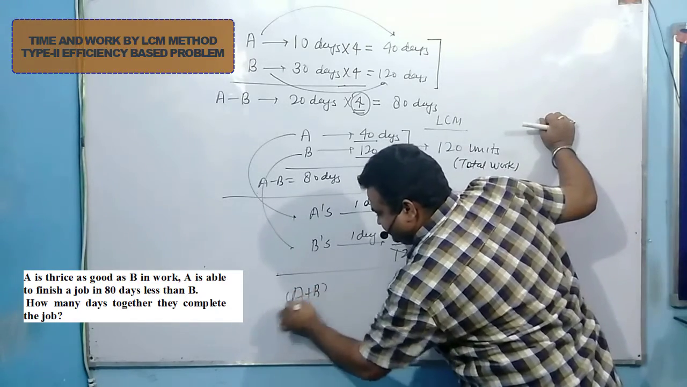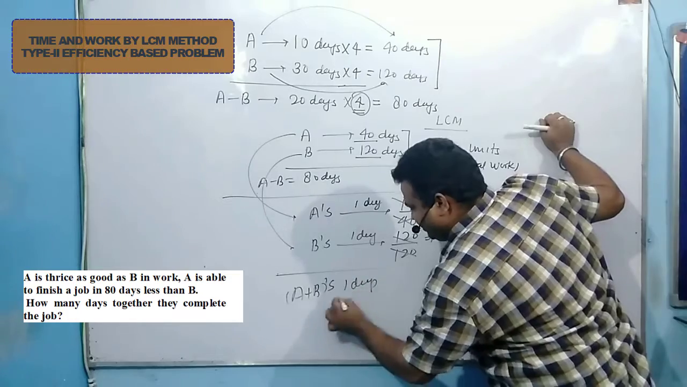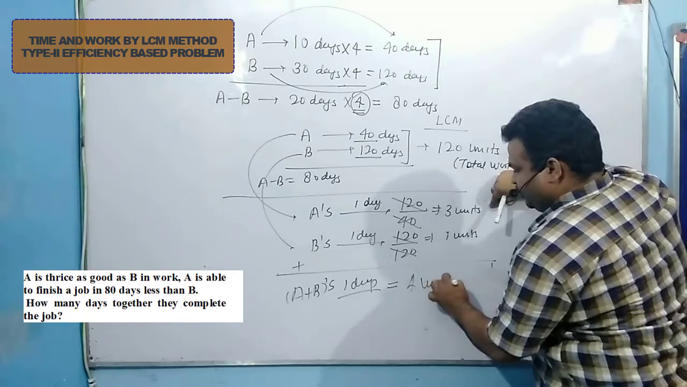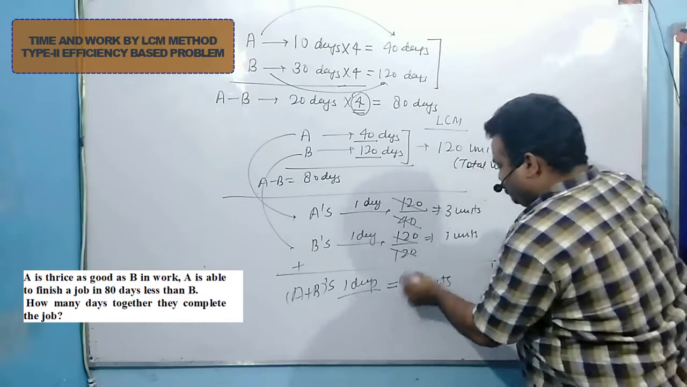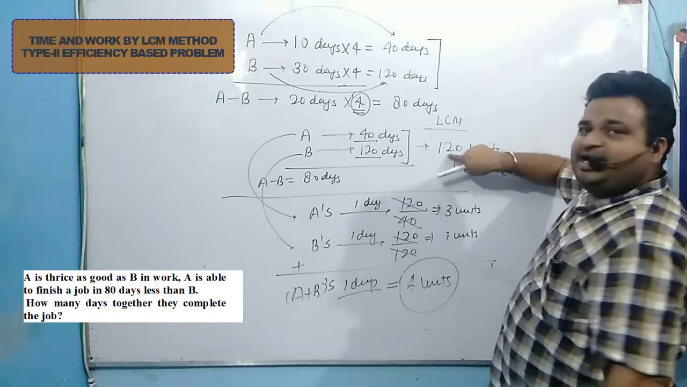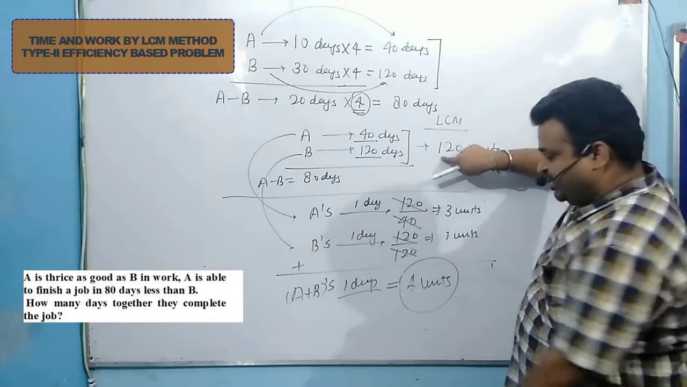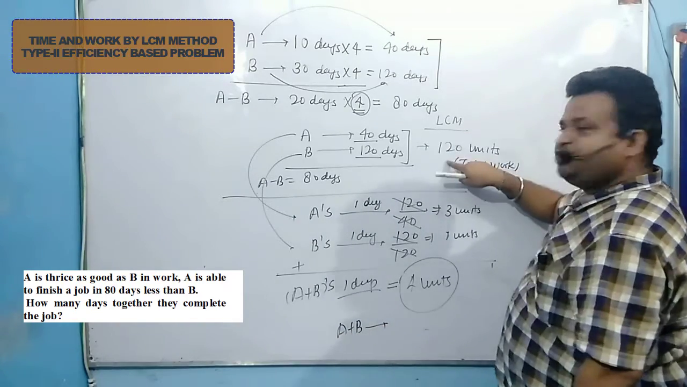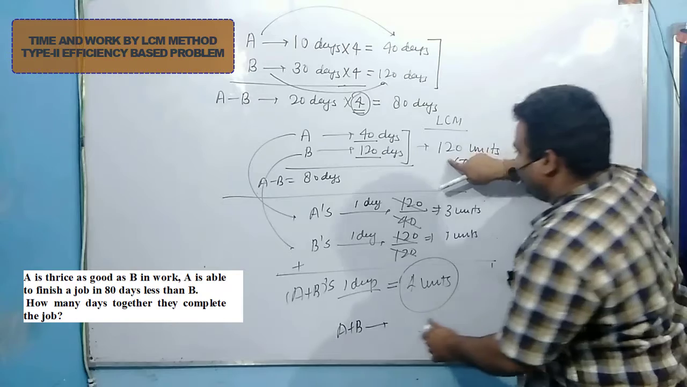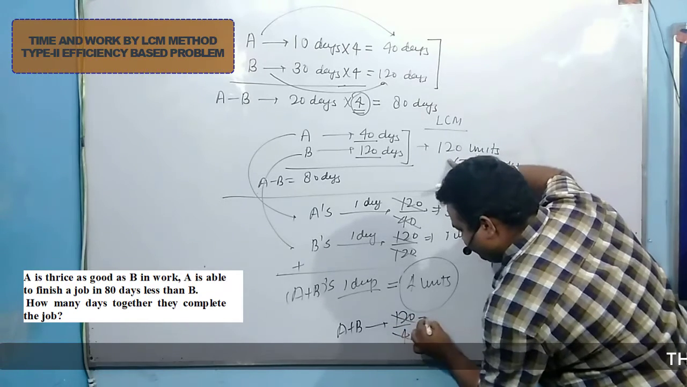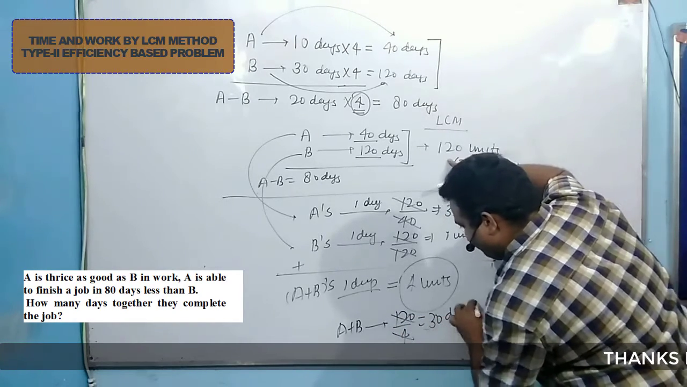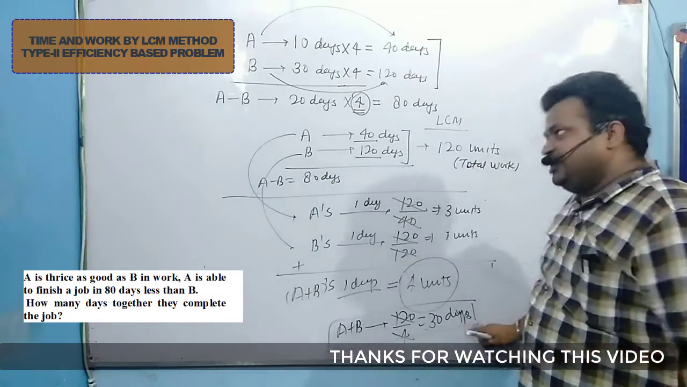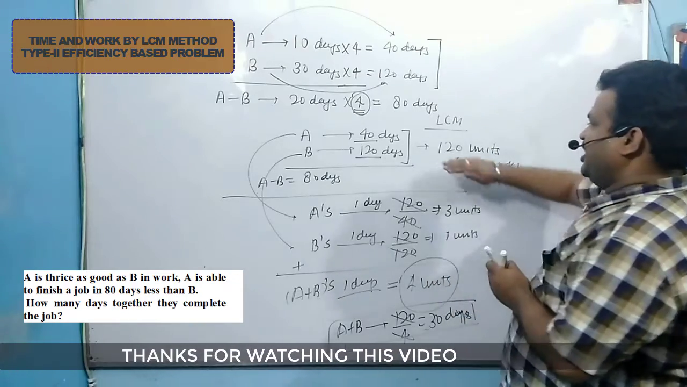A और B एक दिन में कितना बनाएंगे? If you add both, you will get 3 plus 1, 4 यूनिट. तो A और B का एक दिन का काम कितना है? 4 यूनिट. ये एक दिन में बनाते हैं. टोटल कितना बनाना है? 120 यूनिट. This is my total work and this is the one day work. So how much time do A and B take to complete these 120 units if they manufacture 4 units per day? 120 divided by 4 gives 30 days to complete the entire job.